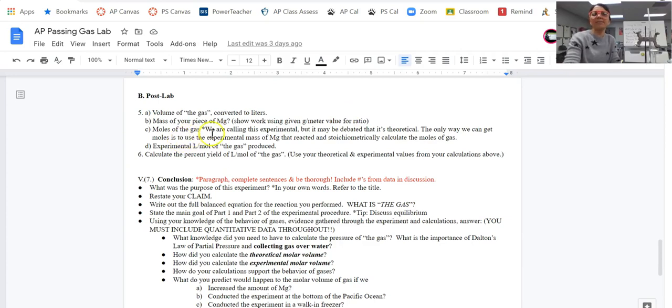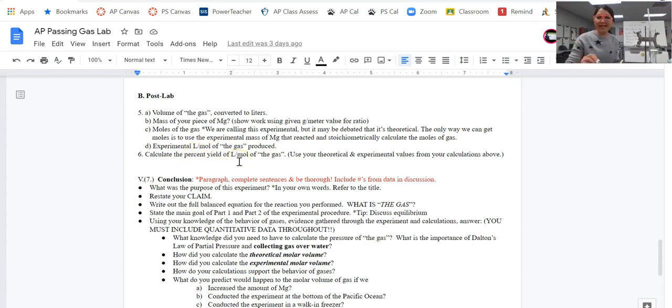Then we want to calculate the moles of gas. Now, we're calling this experimental, but some people may debate that it's actually theoretical. The reason why is the only way that we can actually get moles is by using stoichiometry, okay? By using the amount of magnesium that we started with, we calculate and use stoichiometry to figure out the moles of gas, okay? And so then you can figure out your experimental liters per mole of gas produced, and then you can calculate your percent yields.